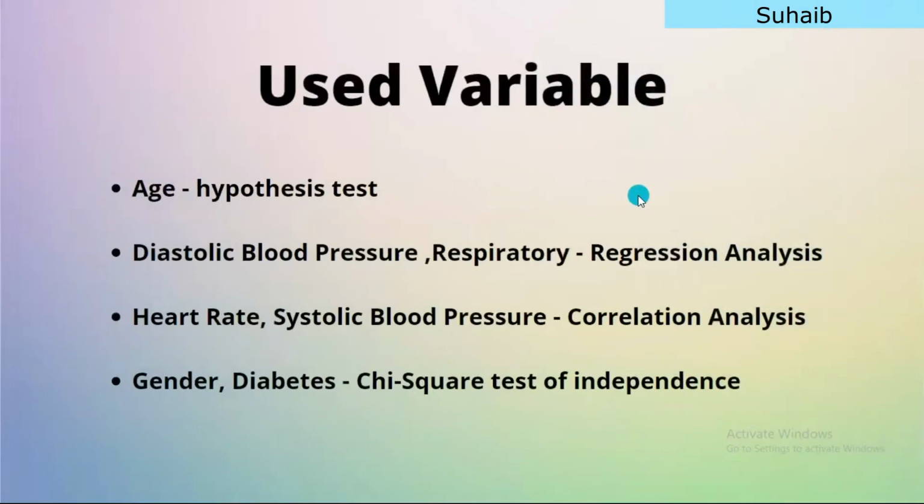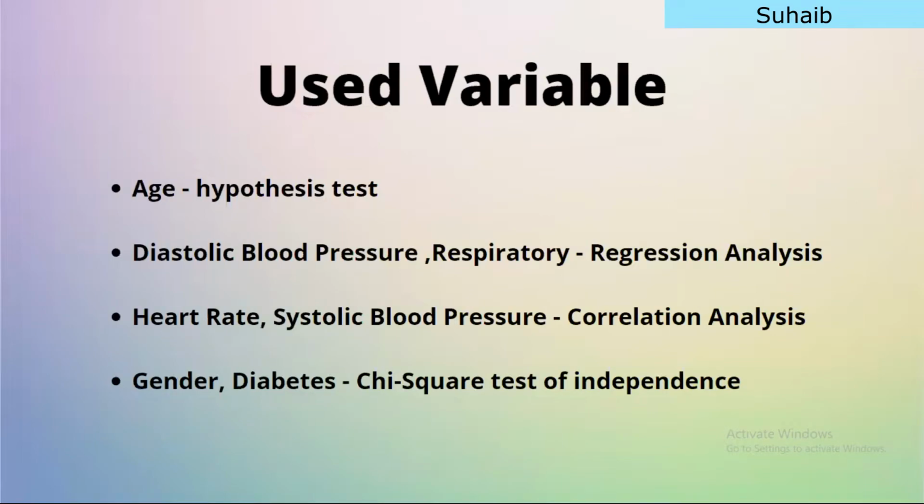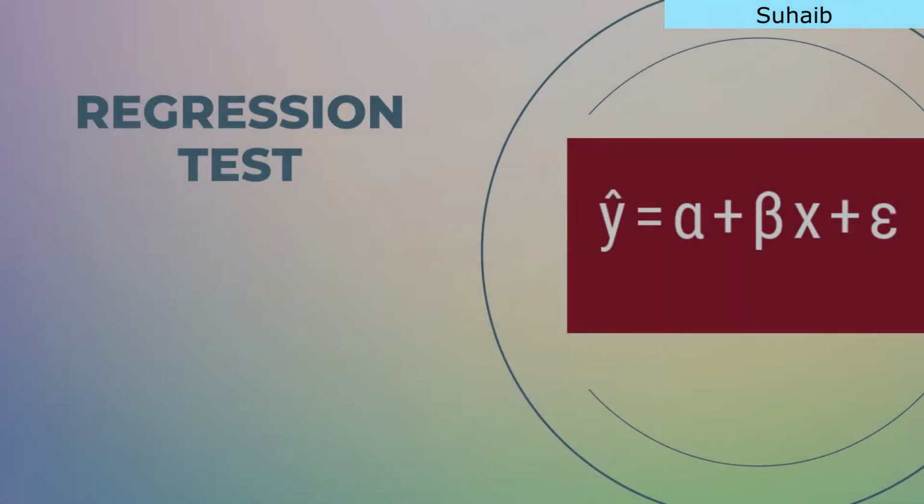We use 7 variables. Those are age used for hypothesis testing, diastolic blood pressure and respiratory rate for regression analysis, heart rate and systolic blood pressure for correlation analysis, and finally gender and diabetes for chi-square test of independence. And now we will explain what we found in each of our analyses.